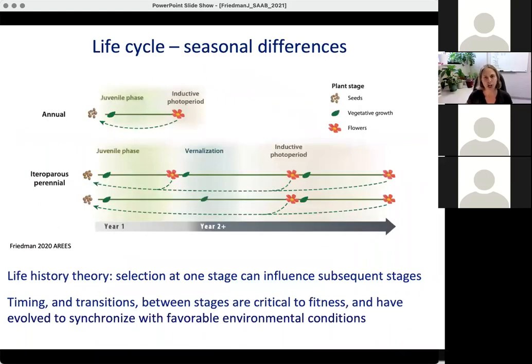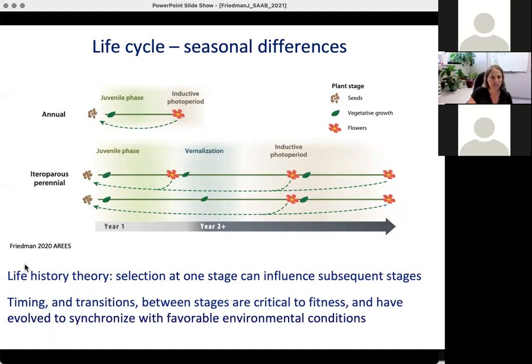So for this part of the talk, we're really going to focus in on the key differences in the life cycle between annuals and perennials and how they perceive seasonal changes differently. If you think about annuals, they have a short life cycle that rapidly transitions from seed to a juvenile phase. Well, that part might not be rapid, but once they're in a juvenile phase, they rapidly transition to flowering when they receive the correct cues.